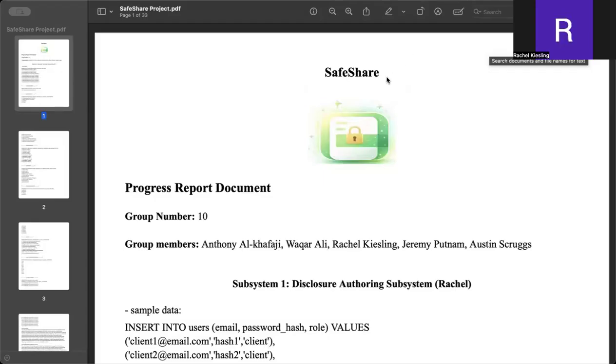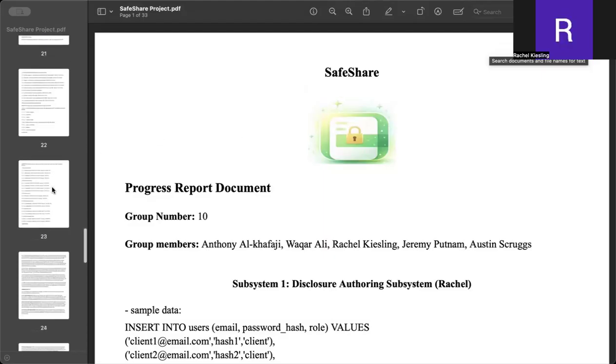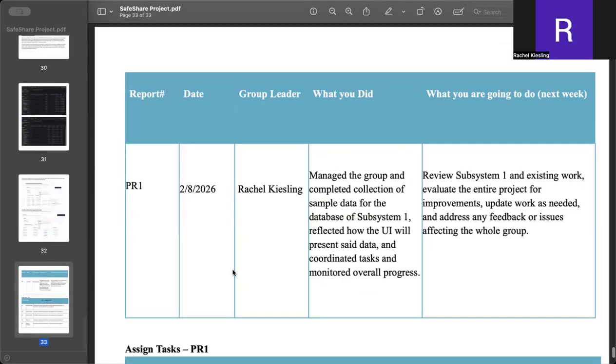This is the progress report for our project SafeShare. Rachel Kiesling was the group leader for this week. I managed all the subsystems and delegated tasks.